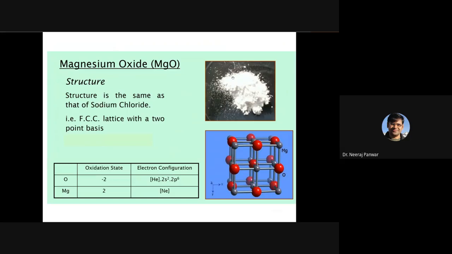This is the actual single crystal of magnesium oxide. It again has a cubic structure, and its structure is a kind of sodium chloride structure. We have seen that in sodium chloride structure, sodium and chloride ions are arranged alternatively. In magnesium oxide also, magnesium and oxygen atoms or ions are arranged periodically. So this is the structure of magnesium oxide single crystal.